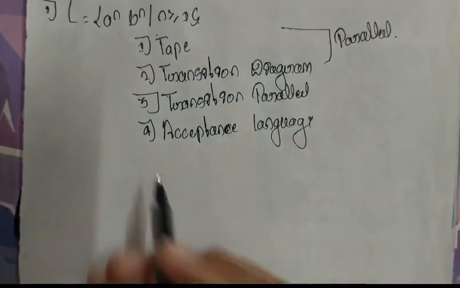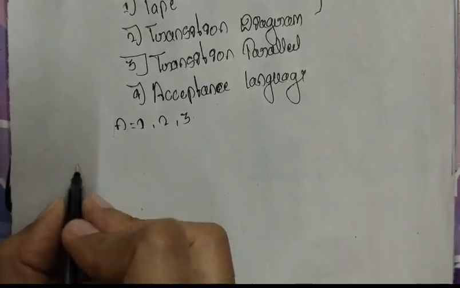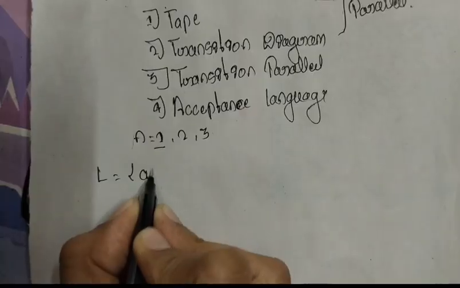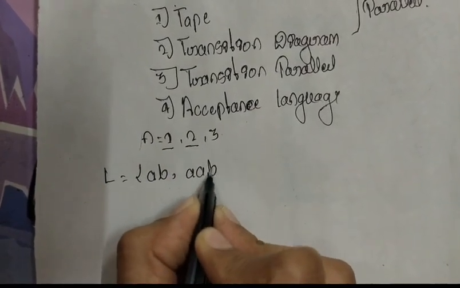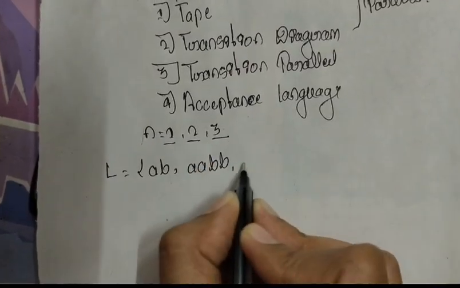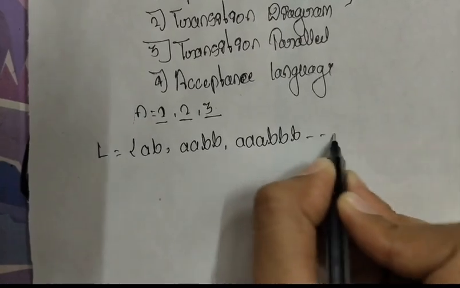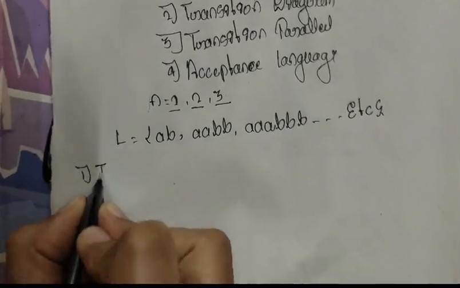Observing the above problem, we consider n equal to 1, 2 and 3. By the given language, if n equals 1, it is 1 time A, 1 time B. If n equals 2, it is 2 times A, 2 times B. If n equals 3, it is 3 times A, 3 times B. First step is the tape.